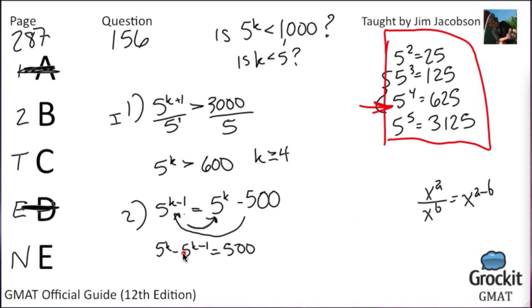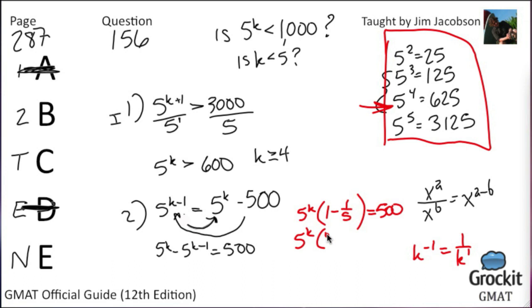We can factor out a 5 to the k. So this would end up being 5 to the k times 1 minus 1 fifth, because 5 to the k minus 1 would be all that would be left. And 5 to the minus 1 equals 1 over 5 to the 1. That's how negative exponents work. They're not actually negative numbers. They're fractions. So 5 to the k times 1 minus 1 fifth, which is of course 4 fifths, equals 500.